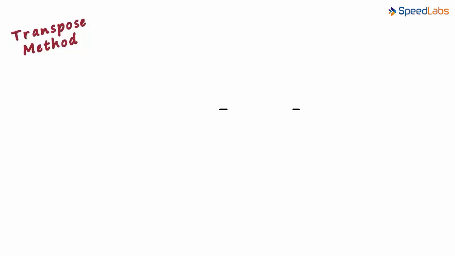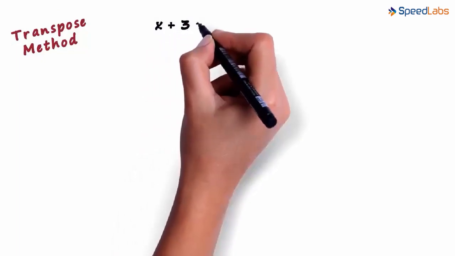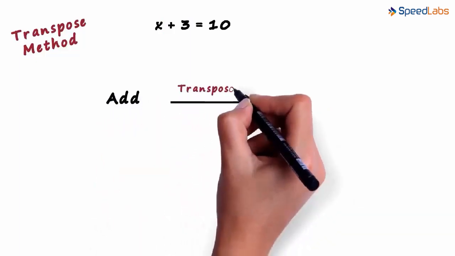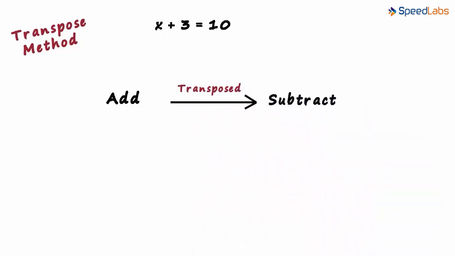We consider the same equation, x plus 3 equals 10. Before we actually implement the transpose method, we need to understand a few concepts. Look at this equation. We need just x on the left-hand side and we need to get rid of this 3. This 3, as we can see, is added on the left-hand side. Here's the first concept. Whenever an existing term is added on one side, we can transpose the term to the other side by subtracting it.